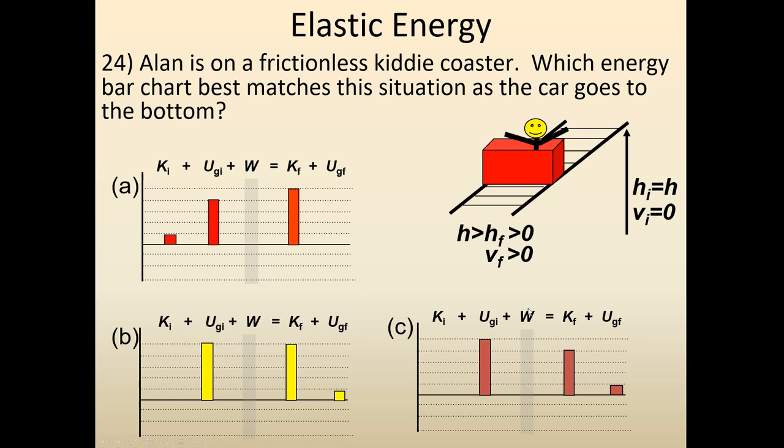So, does the object start with kinetic? Well, since this says that the initial velocity is 0, that means that the kinetic energy has to be 0. So A cannot be my answer. It has to be C.